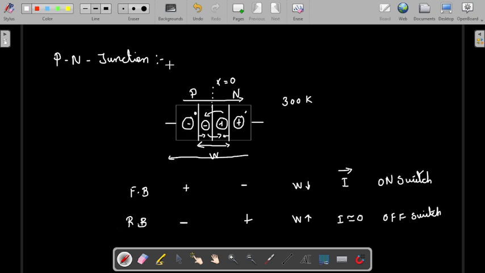So this is one of the tremendous applications of the PN junction diode. So this is what the diode will look like. Here we just saw the normal introduction. In the next coming lecture, we will see more about these things.